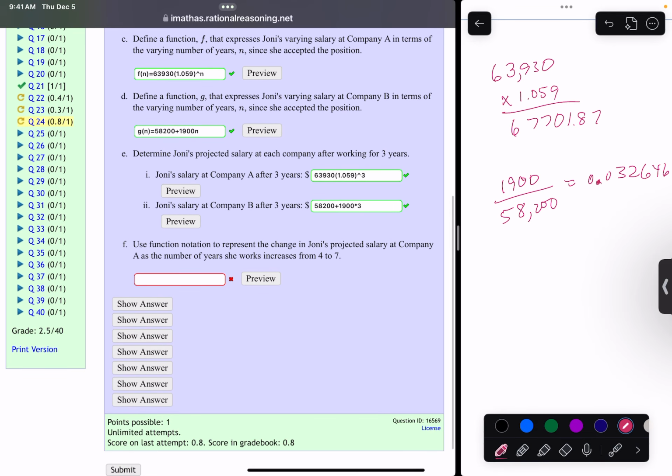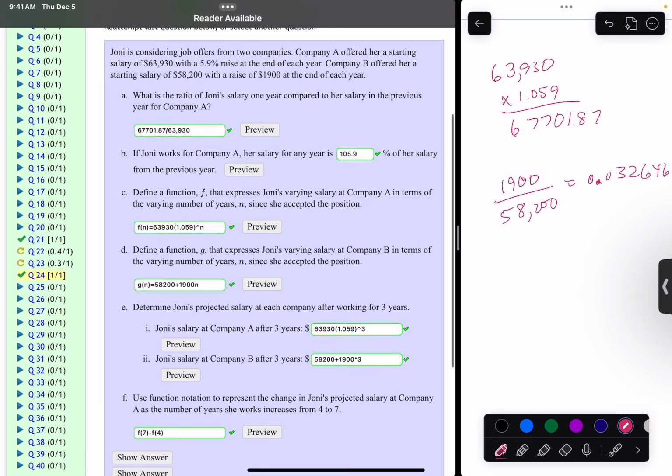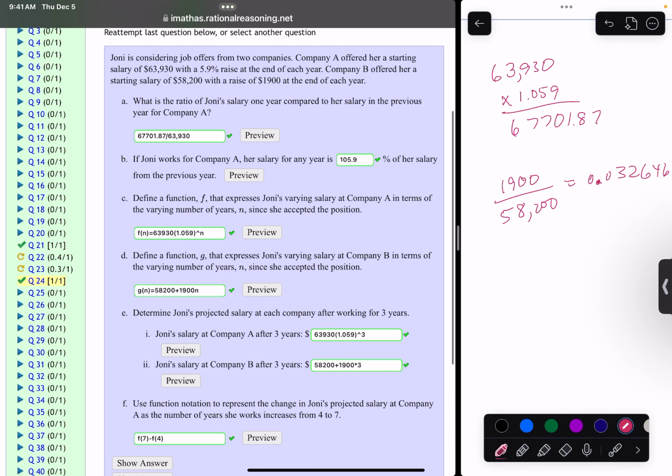Perfect, okay. Use function notation to represent Joni's projected salary at company A. So we're using the f function from year 4 to year 7. So I'm just going to put and see if they like f of 7. Remember, it's always ending minus start, f of 4. And let's see if that's all they wanted. Yay! Okay, so there is question 24. Let's move on to 25.